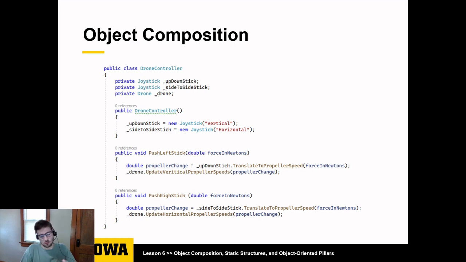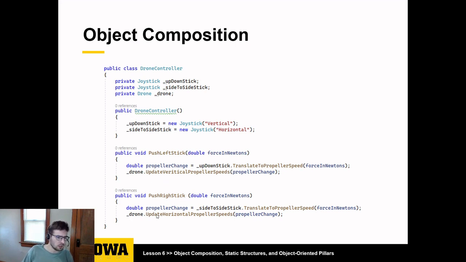Okay, so if your user's holding the drone controller, and they push the left stick either in a positive or negative direction, you can use this joystick object to do some work. So translating the amount the stick was pushed by into the velocity change in the propeller of the drone, right? So we're using this other object in the implementation of this method here. Okay, and then we can update our drone, right? This is the object we're controlling.